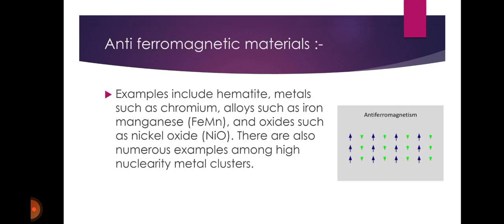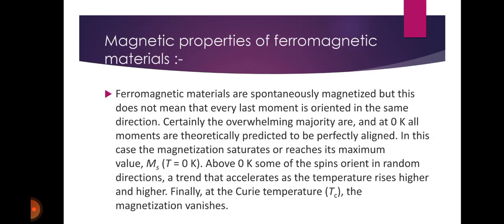Antiferromagnetic materials. Examples include hematite, metals such as chromium, alloys such as iron manganese, and oxides such as nickel oxide. There are also numerous examples among high nuclearity metal clusters. Magnetic properties of ferromagnetic materials.